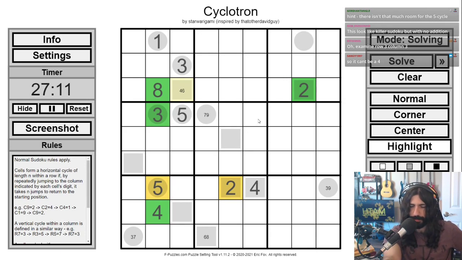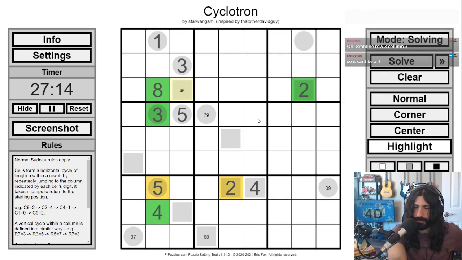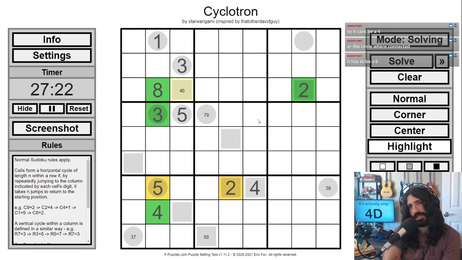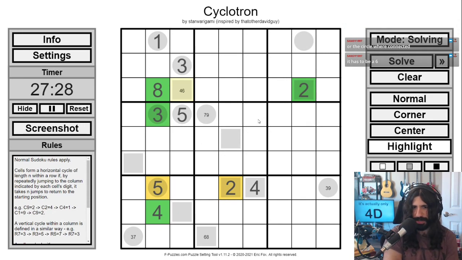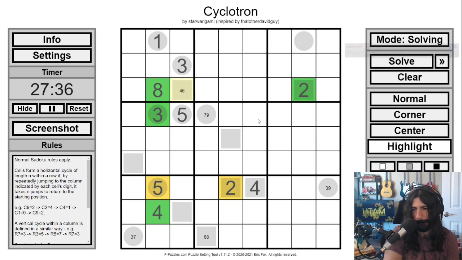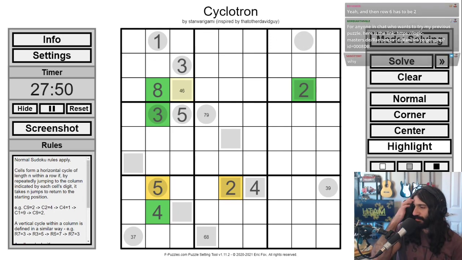What else do we have going on? The exhaustive existence of the squares and the circles will probably play a part sometime soon. This looks like Killer Sudoku, but with no addition. If Killer Sudoku is like a specific puzzle or type of puzzle, then I'm not aware.